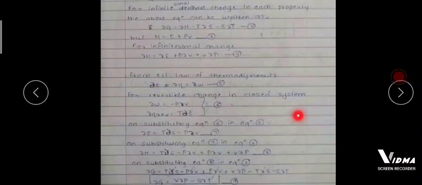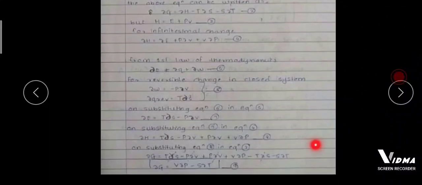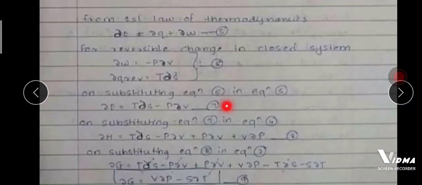On substituting equation number 7 in equation number 4, you will get delta H is equal to T delta S minus P delta V plus P delta V plus V delta P. This is equation number 8. On substituting equation number 8 in equation number 2, you will get delta G is equal to T delta S minus P delta V plus P delta V plus V delta P minus T delta S minus S delta T. We can cancel the similar terms, then you will get delta G is equal to V dP minus S dT.